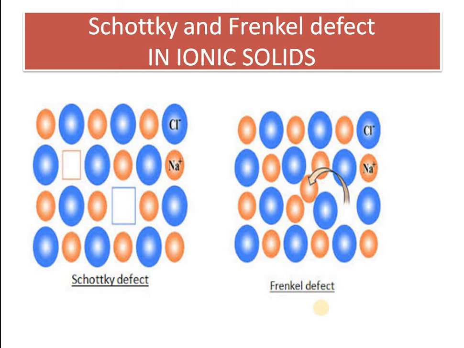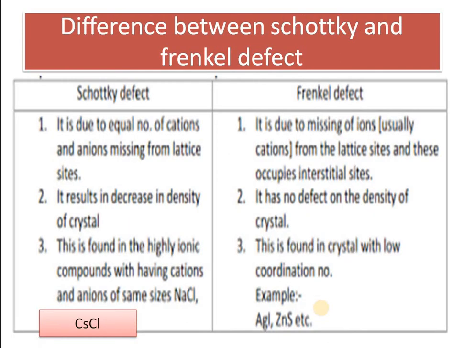And what if I am not adding an extra cation, but just displacing it from the previous position to the next position? Then the density will not change. So this is the difference between Schottky and Frenkel. It is given in the book, very important. You should do this very carefully.